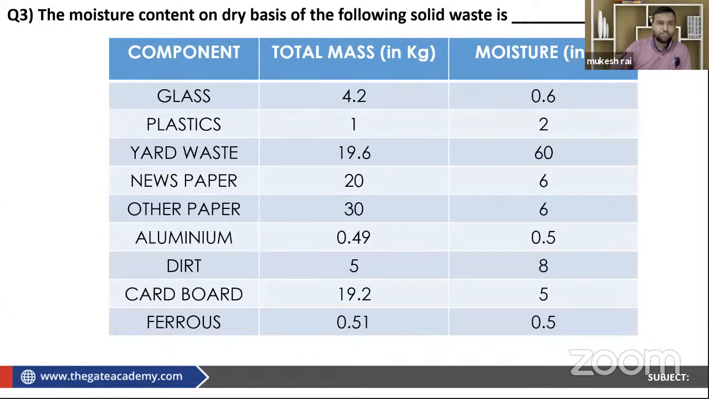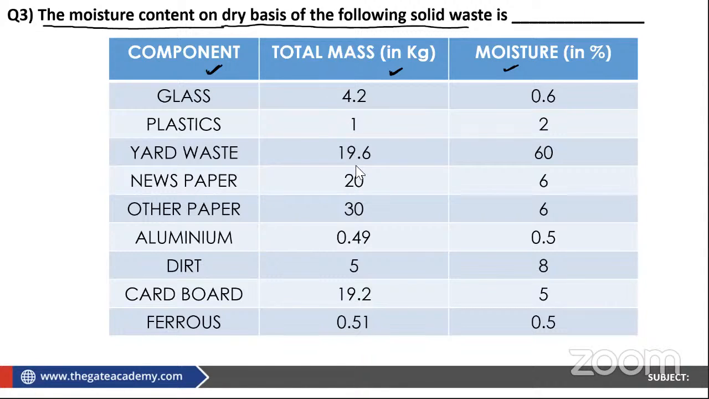Now we will have another question from the municipal solid waste. The moisture content on dry basis of the following solid waste is. Now we have to find the moisture content on the basis of dry mass. Okay, now we have the components in the first column, total mass in the second column, and the moisture in the third column in terms of percentage. Now you have to find the moisture content in terms of dry content. Find it fastly. I will give you 5 minutes for this. Now here the moisture content is given in percentage. Just solve it.